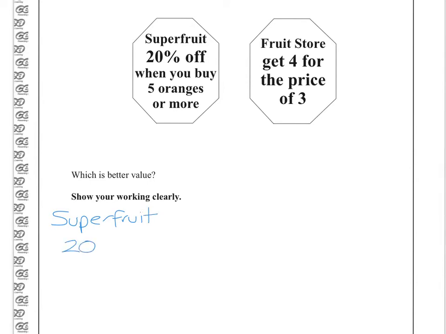20 oranges at 40p will cost £8, but we'll get 20% off. So that means 80% of £8. So we're actually only going to pay £6.40.